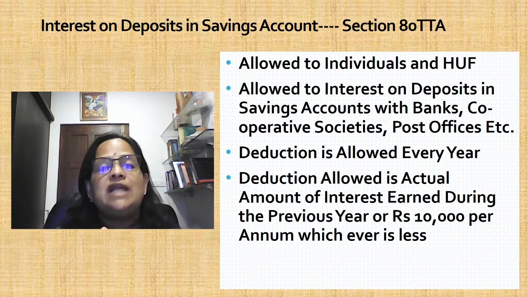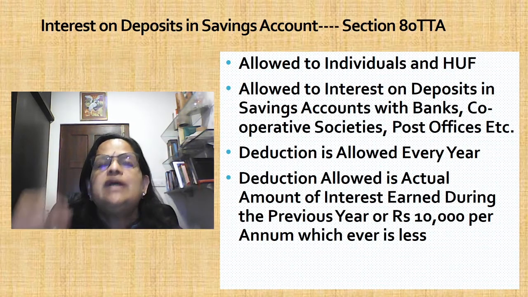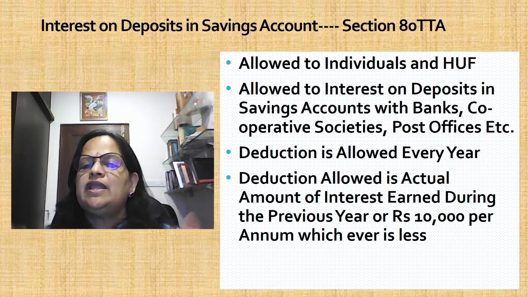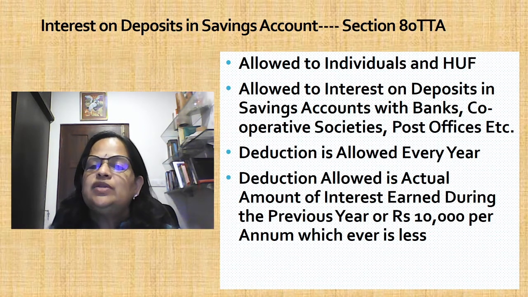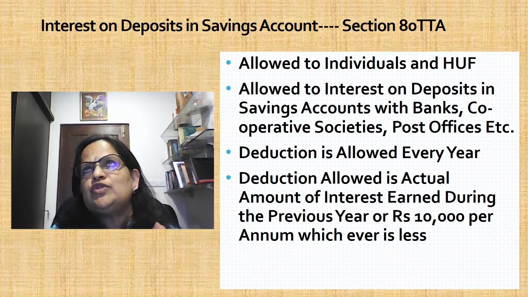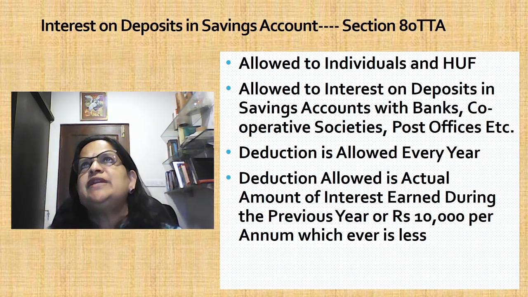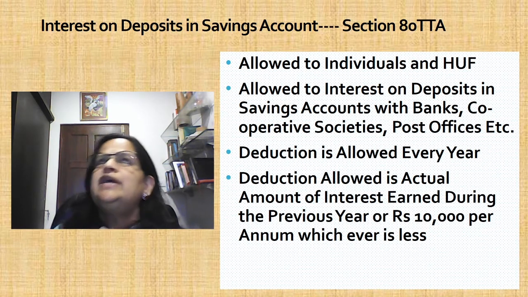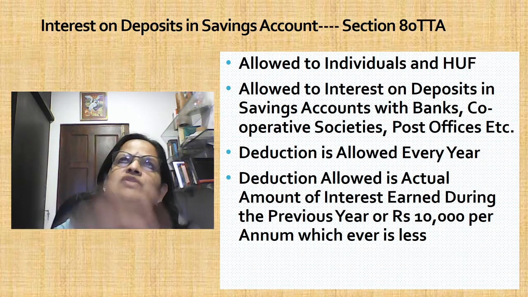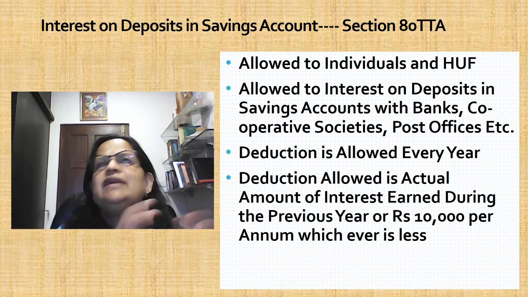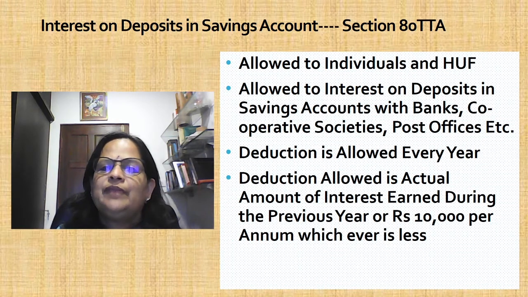Now, the deduction is allowed every year. The deduction allowed is the actual amount of interest earned during the previous year or rupees 10,000, whichever is less. So if the amount earned is 12,000, compared with 10,000, he will get only 10,000. If the amount is 9,000 versus 10,000, then he will claim 9,000.